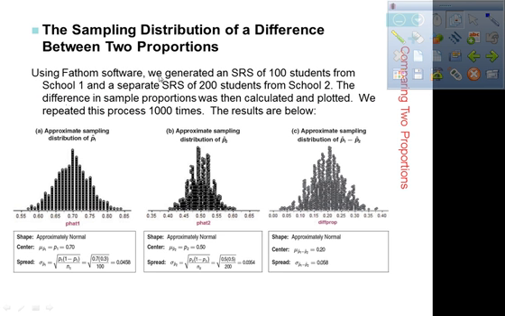Right? Using Fathom software, they generated a simple random sample of 100 students from School 1 and a separate simple random sample of 200 students from School 2. The difference in the sample proportions was then calculated and plotted. Okay, so here it is from School 1, here it is from School 2. Notice they checked the conditions for both populations. Approximately normal, because the sample size is large enough.